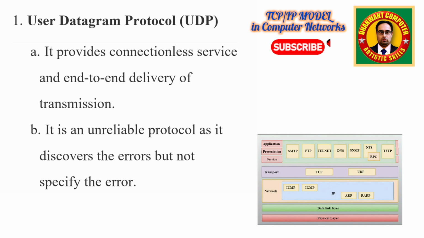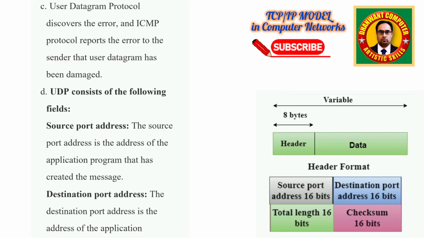B. It is an unreliable protocol as it discovers the errors but does not specify the error. C. User Datagram Protocol discovers the error, and ICMP protocol reports the error to the sender that the user datagram has been damaged.